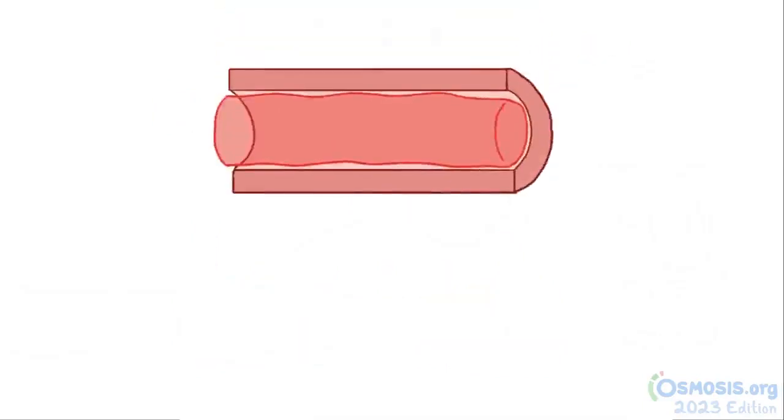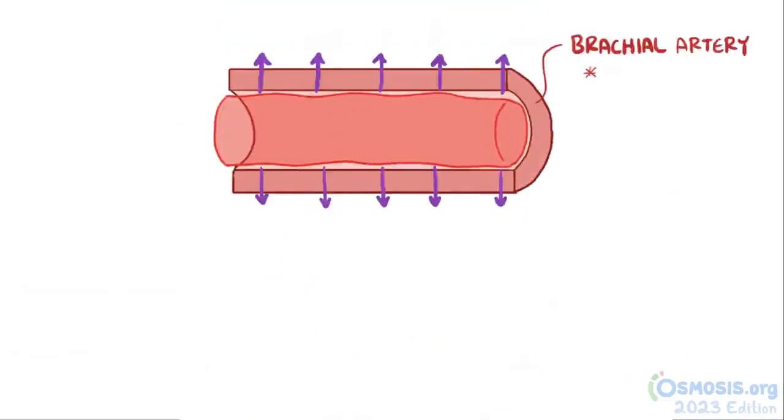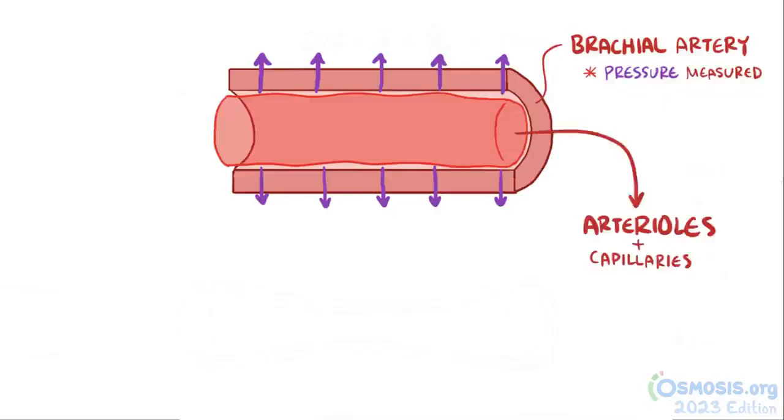All right, but let's get back to pressure. Blood pressure is usually highest in a large artery like the brachial artery, which is where blood pressure is usually measured with the blood pressure cuff. And that's because at that point, that blood still needs to be able to push through all the smaller arterioles and capillaries, which means it's going to meet a lot of resistance.